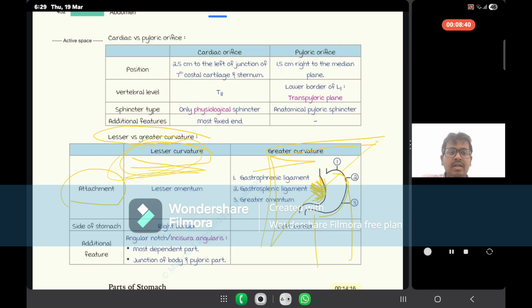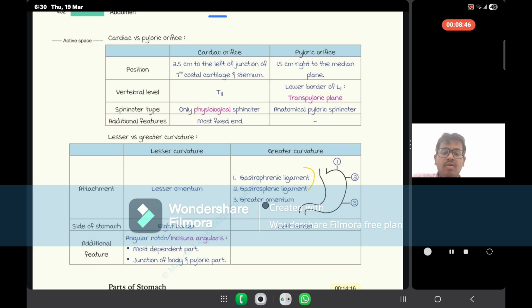The greater omentum is from the downside, but here we are having two ligaments and one omentum. We will say here the greater omentum, and the first part the gastrophrenic ligament, and the second the gastrosplenic ligament. Again we move to the side of the stomach.